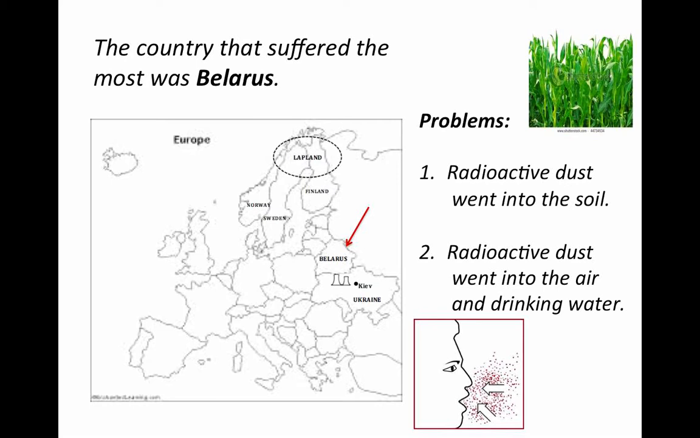In your workbook, take a moment to list the 2 ways that the people of Belarus were affected by the Chernobyl accident. If you need time to write, you can pause this video.